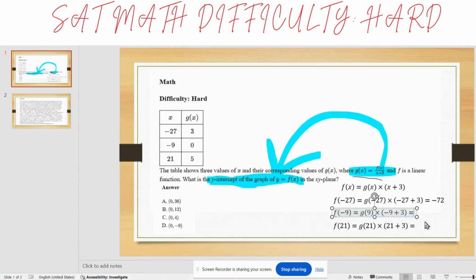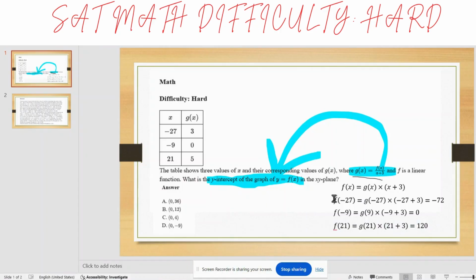What is the other one? g of negative 6 multiplied by g of 9 is 0. So that's going to be another 0. We got that easy for us. And which one is the other one? 24 multiplied by 5, and it's going to be 120. So as we can see, we found the results for this one.